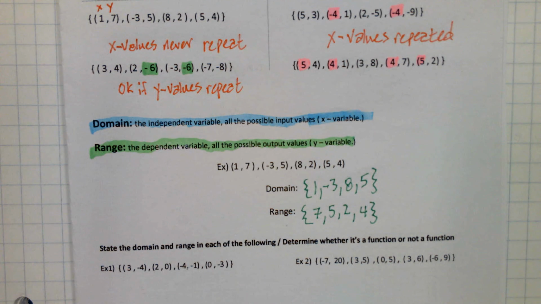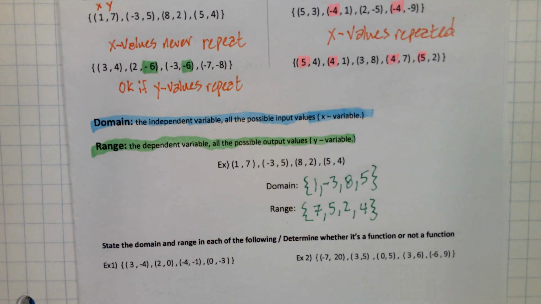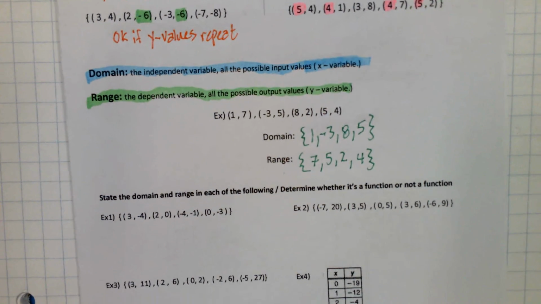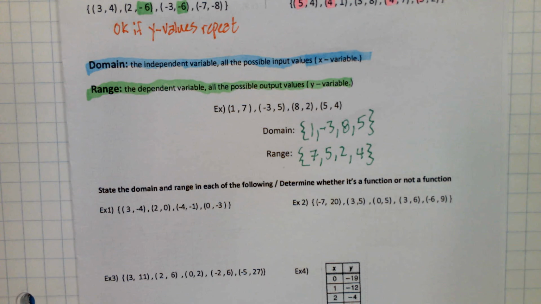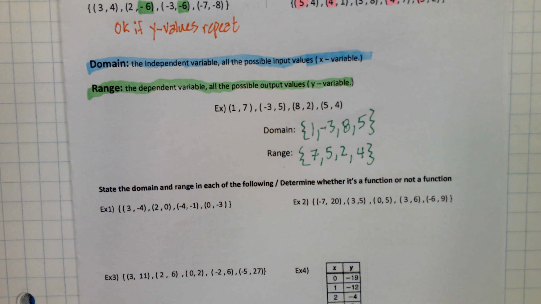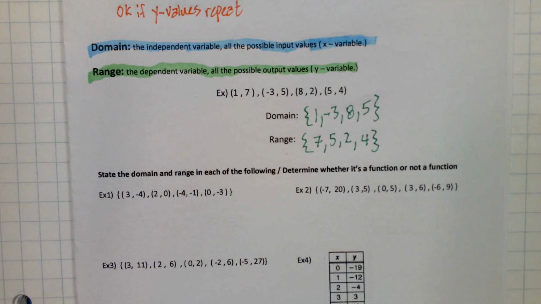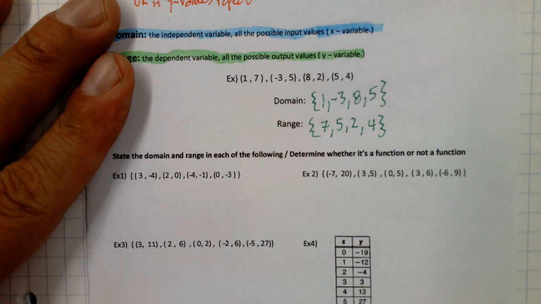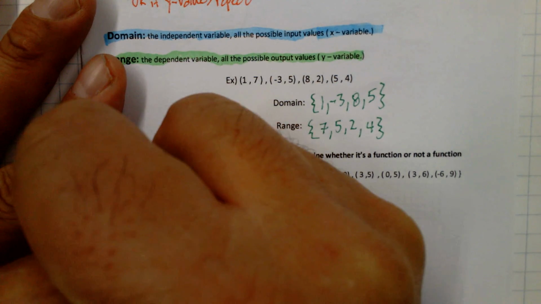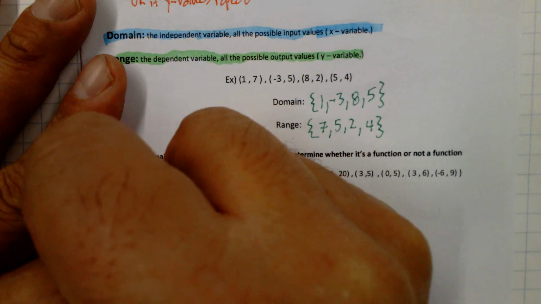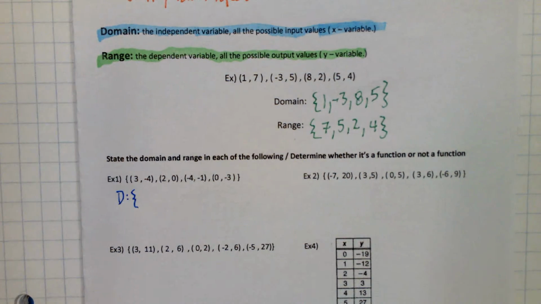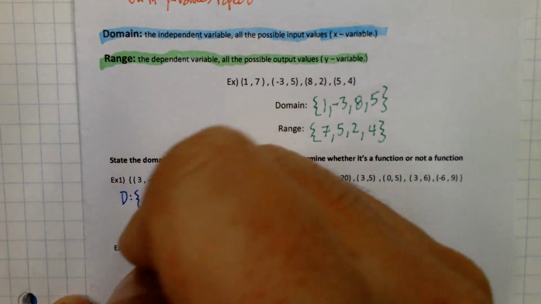Okay, so here's the first thing we're going to do. We're going to state the domain and range for each of the following and determine if it's a function or not a function. Okay? So let's do it. Let's do number 1, guys. Let's write D for domain. And then we're going to write it in set notation. So we're going to put those squigglies. And let's list our x values.